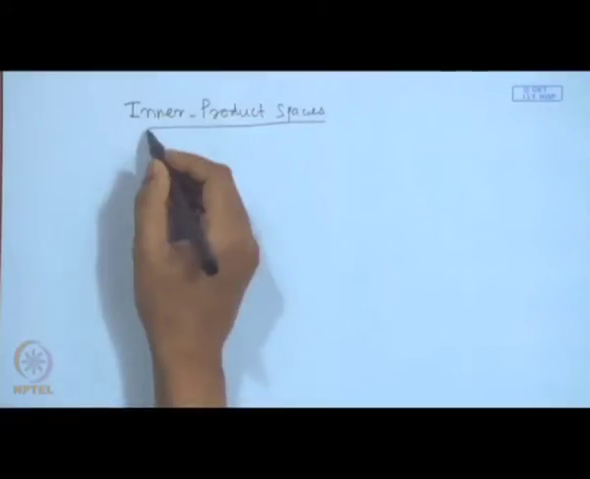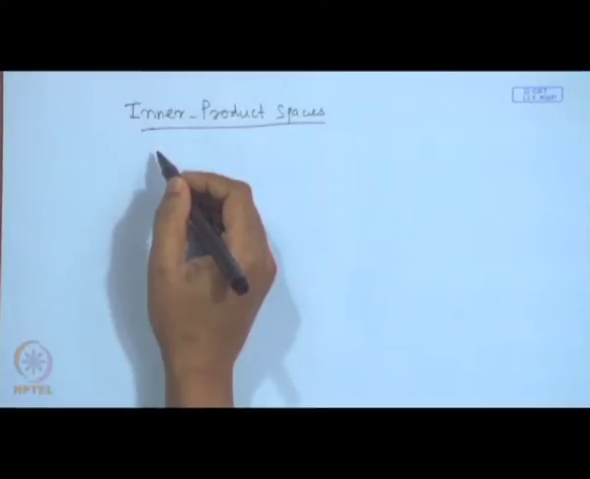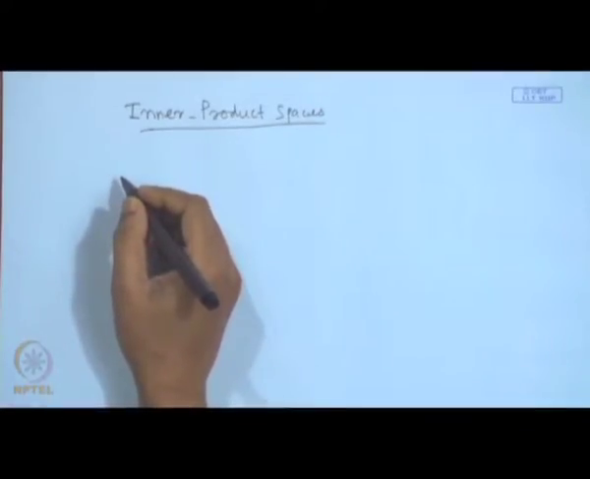So, now we shall start a new topic that is called inner product spaces, and this is also a very important concept in linear algebra. So, recall that vector spaces are usually algebraic extensions of Euclidean spaces. In other words, the algebraic properties of the Euclidean spaces have been generalized to get vector spaces.